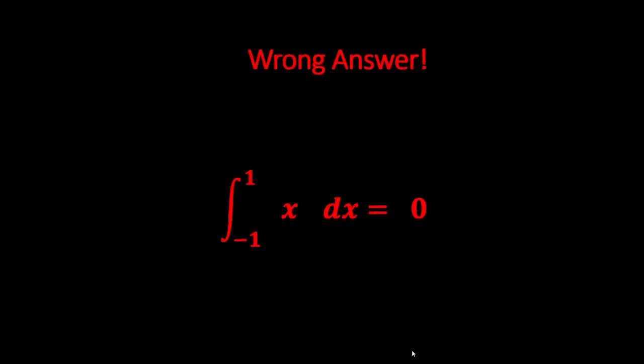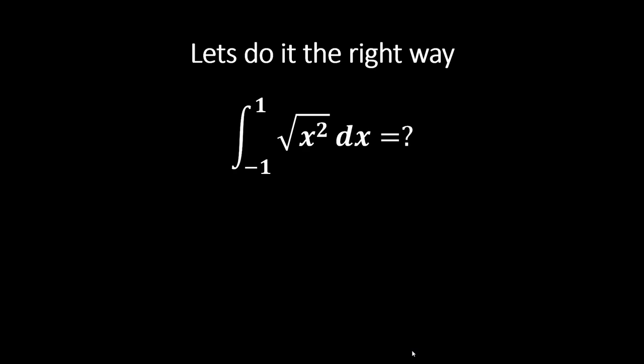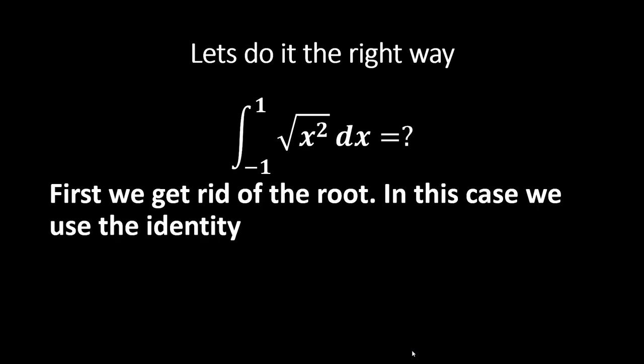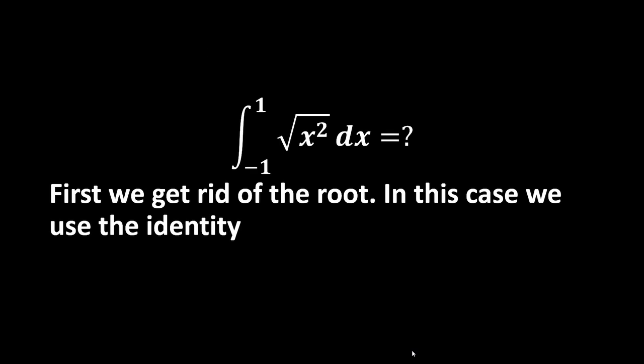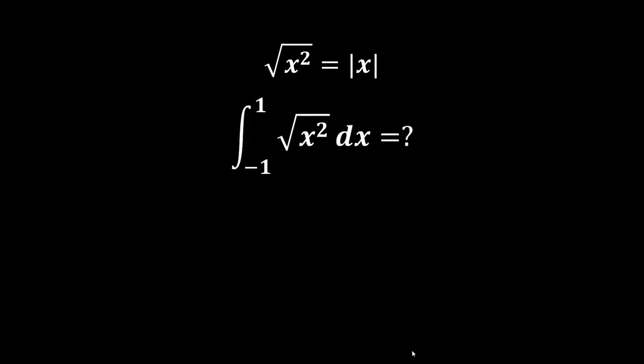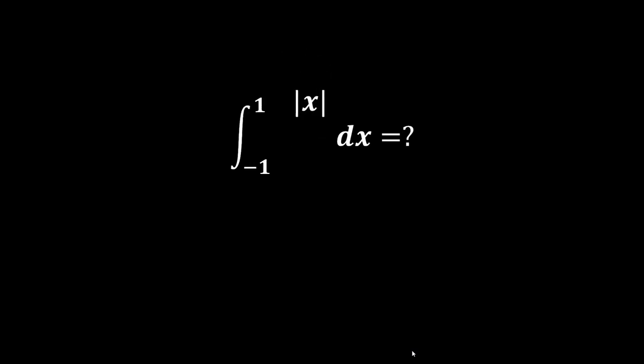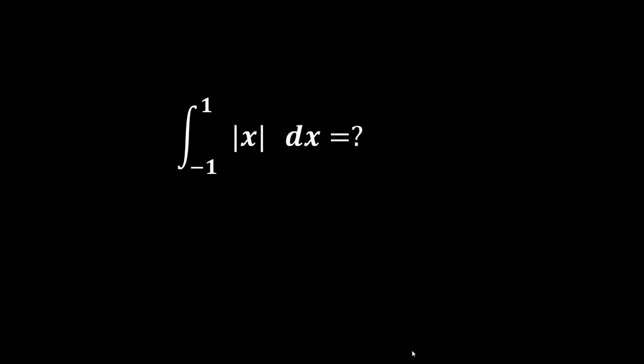So how do we evaluate this integral? Let's evaluate this integral the right way. First we get rid of the root, and in this case, we use the right identity. The right identity says that the square root of x squared is equal to the absolute value of x. So we are going to use this identity to evaluate this integral. First, let's substitute the integrand, square root of x squared, by the absolute value of x. And now we evaluate this definite integral.